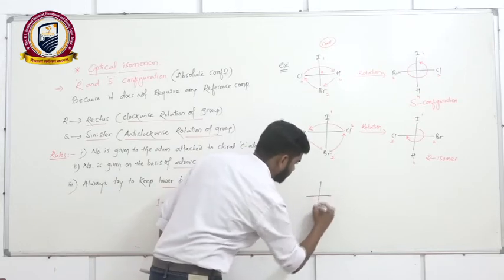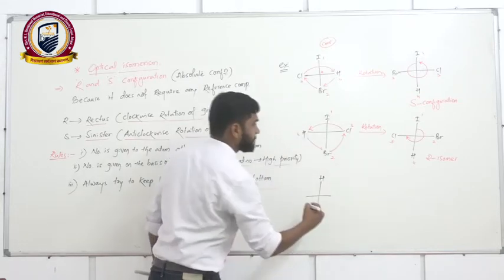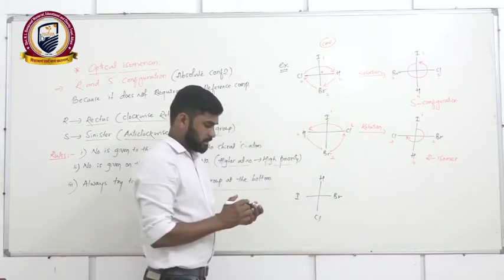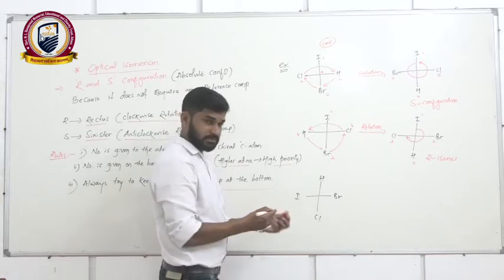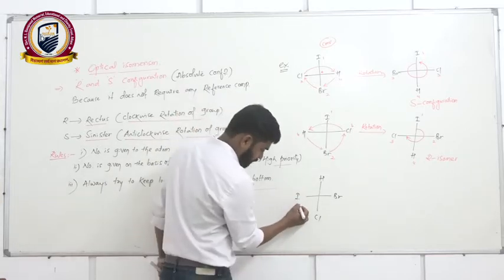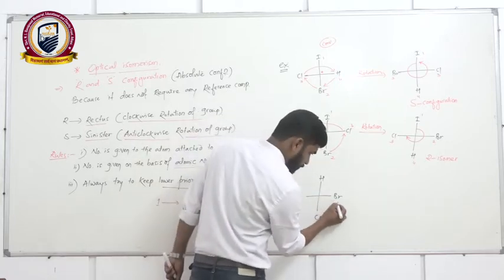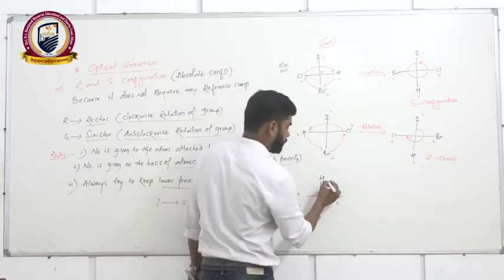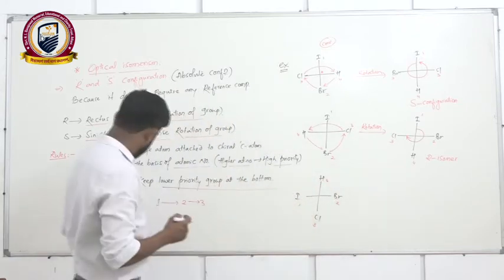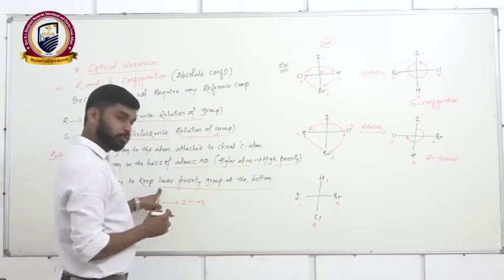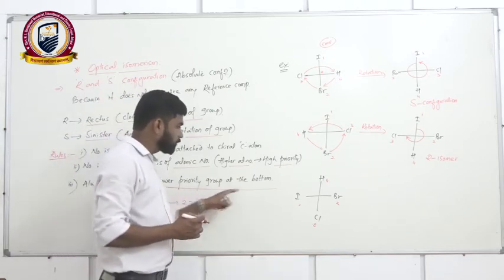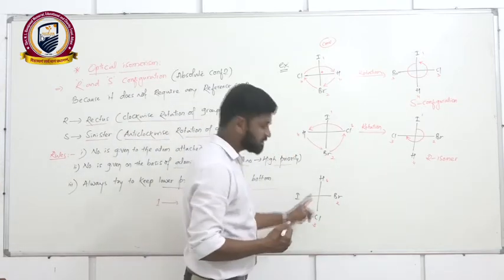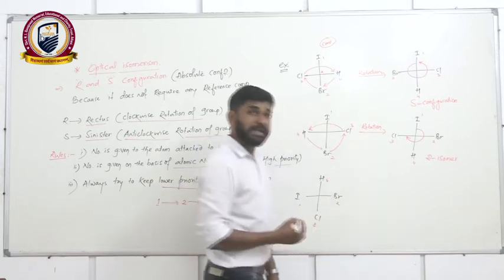I'll write it in a different way. Hydrogen, chlorine, iodine, and then bromine. Okay. So here again assign the numbers based on their atomic number. The first priority will be given to iodine, second priority to bromine, third priority to chlorine, and the fourth priority to hydrogen. Right. What is our rule? Always try to bring the lower priority group to the bottom. So to bring the lower priority group to the bottom in this case, we have to make a 180 degree rotation.